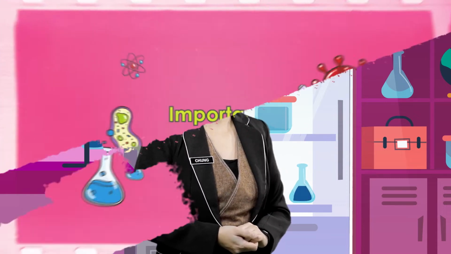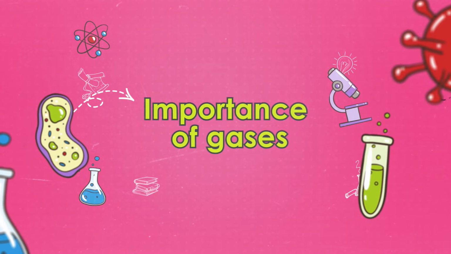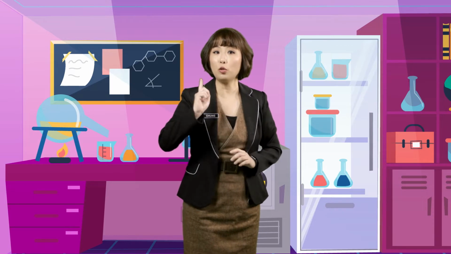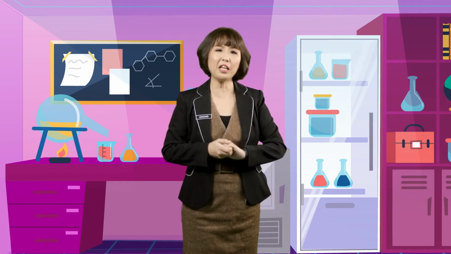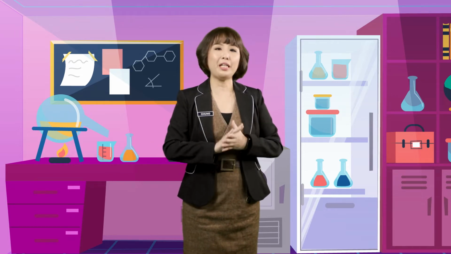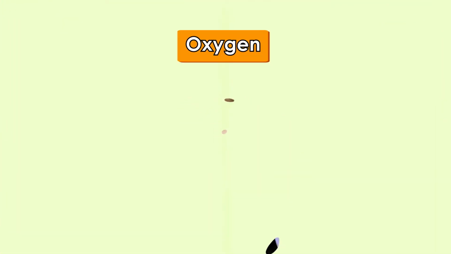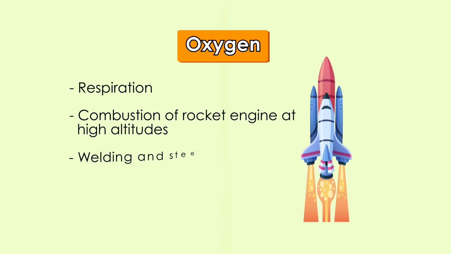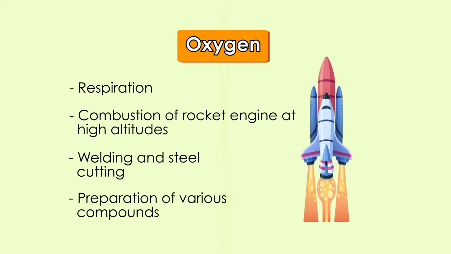Now, let's learn about the importance of gases. Let's talk about something you all know about. Oxygen. This is a very important gas for all the living things. Without it, all living things will die. Oxygen can be used for respiration, combustion, welding, and cutting steel. It can also be used for preparation of various compounds.